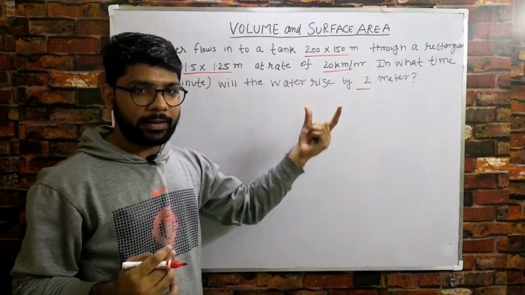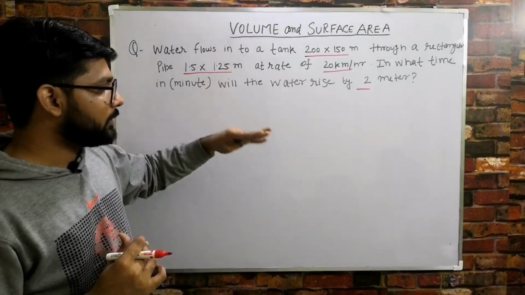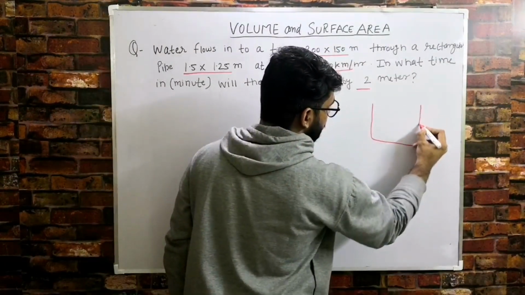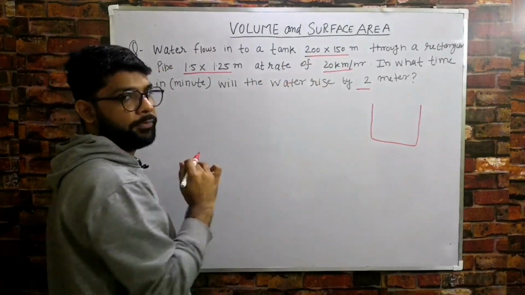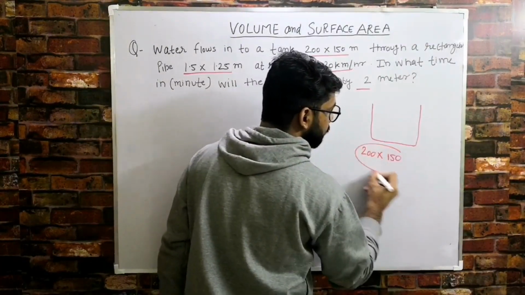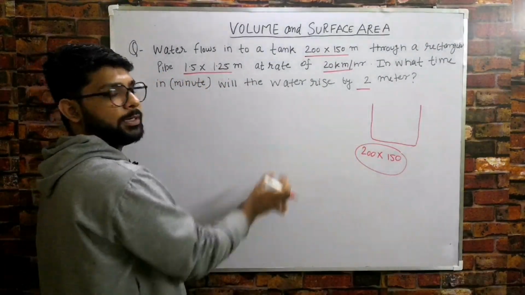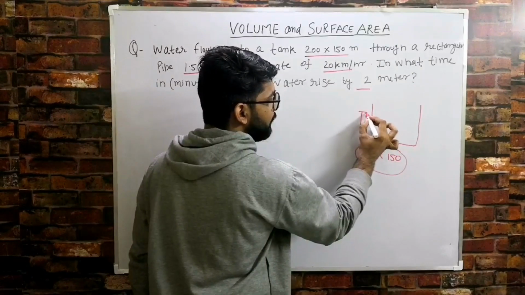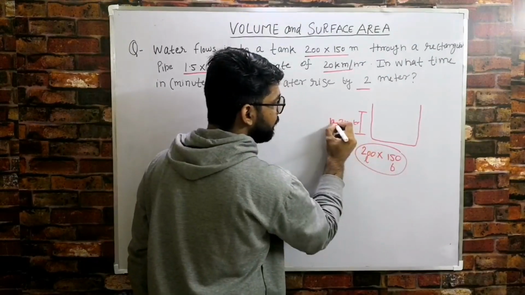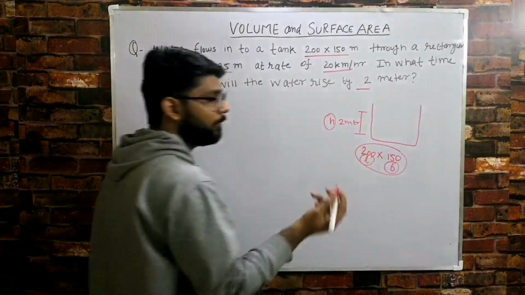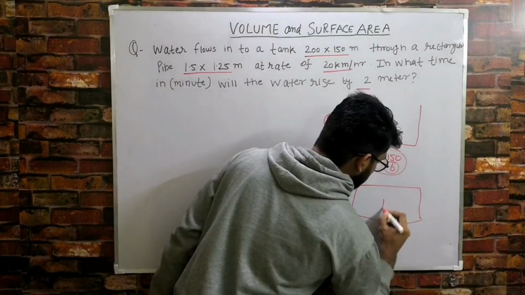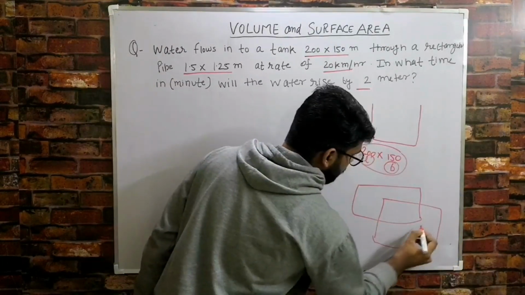Will the water rise by 2 meter, meaning the water rising by 2 meter in the tank, this becomes the height. If I make a tank here, and it is 200 into 150 meter, this is the measurement given to us of the tank. Then it says the water will rise by 2 meter, so now the water has to come up to here. This 2 meter is given to us, meaning this is the length, this is the breadth and this is the height, and this tank is in the form of a cuboid. So I make a cuboid here, this is the cuboid, and this tank is in the form of a cuboid.